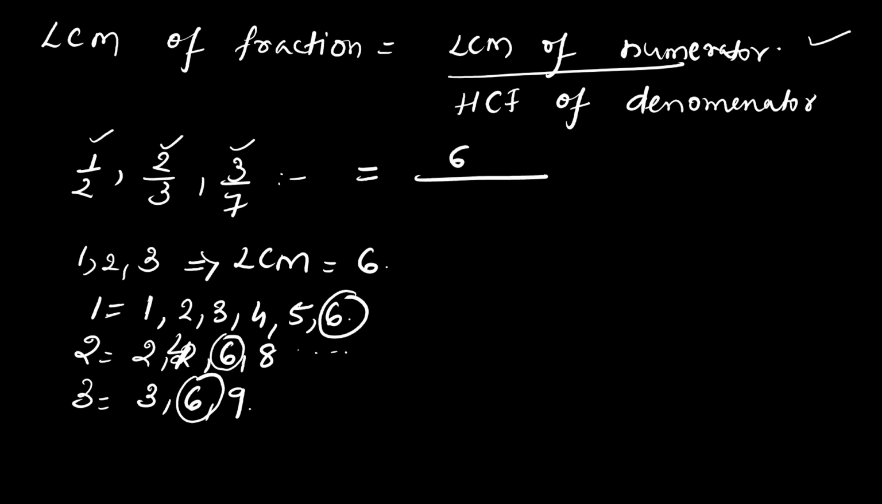Now divided by HCF of denominator. Denominator is 2, 3 and 7. Find the highest common factor of 2, 3 and 7. So the highest common factor of 2, 3 and 7 is 1. So this is equal to 6. This is the LCM of the fractions 1 by 2, 2 by 3 and 3 by 7. So this is how we'll find the LCM and HCF of fractions.